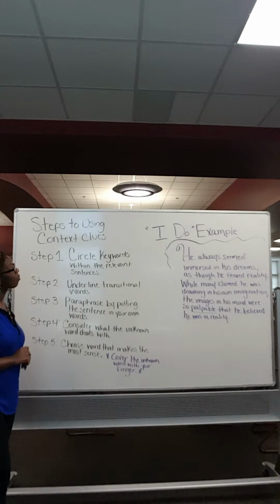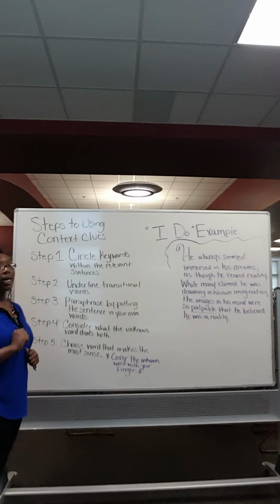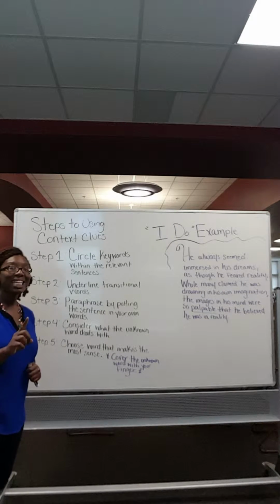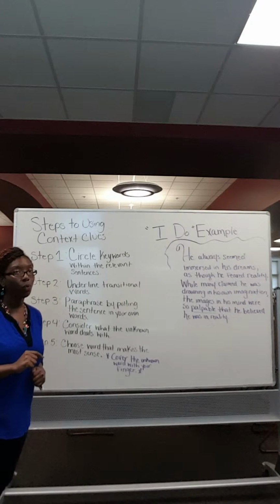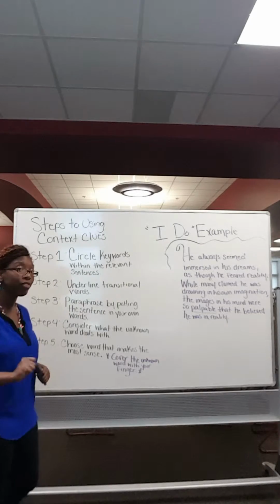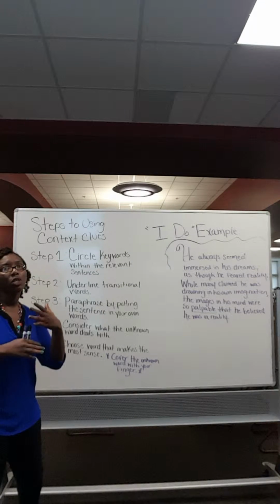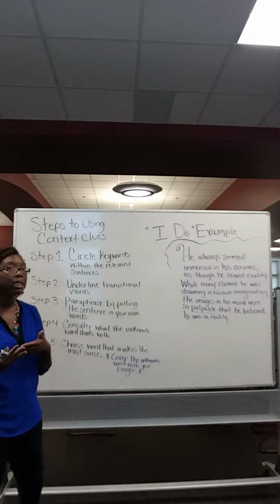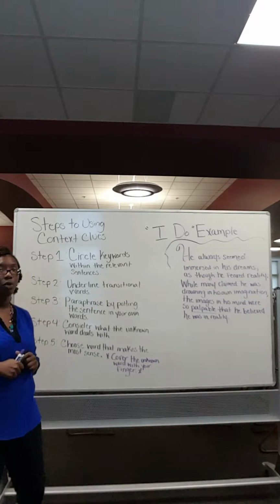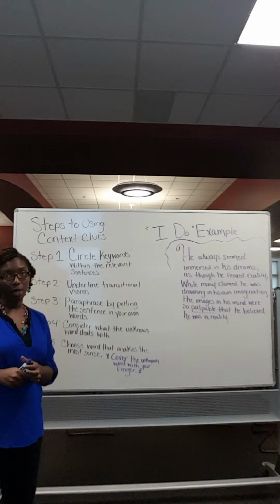Step 1. Circle keywords in the relevant sentences. When I say relevant sentences, that is not only the sentence that the unknown word is in. The sentence before that or after that could give you a hint to what the word means. That is why you at least kind of want to know what the text is talking about to figure out the unknown word's meaning. Step 2, underline transitional words.